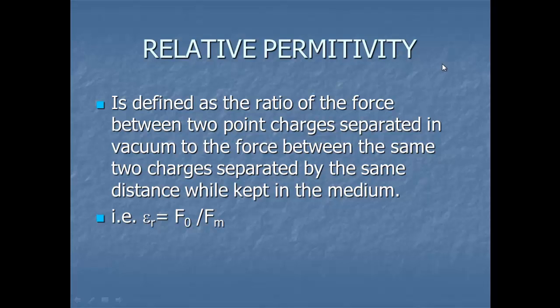The next property is relative permittivity. It is defined as the ratio of the force between two point charges separated in vacuum to the force between the same two charges separated by the same distance while kept in some medium. That is, epsilon r is equal to F0 by Fm, where F0 is the force between the two point charges in vacuum and Fm is the force between the same two charges separated by the same distance in some medium.